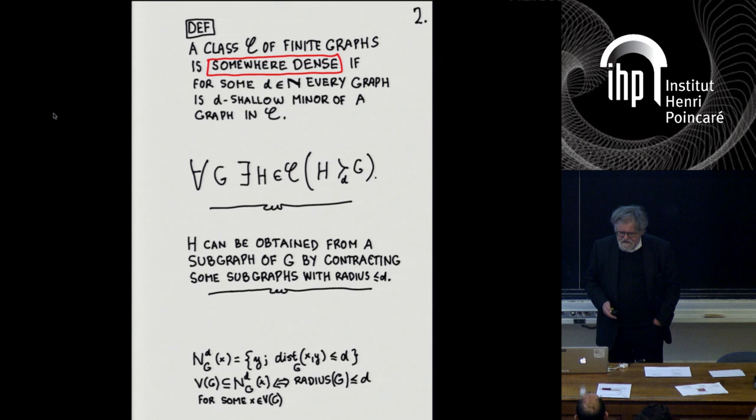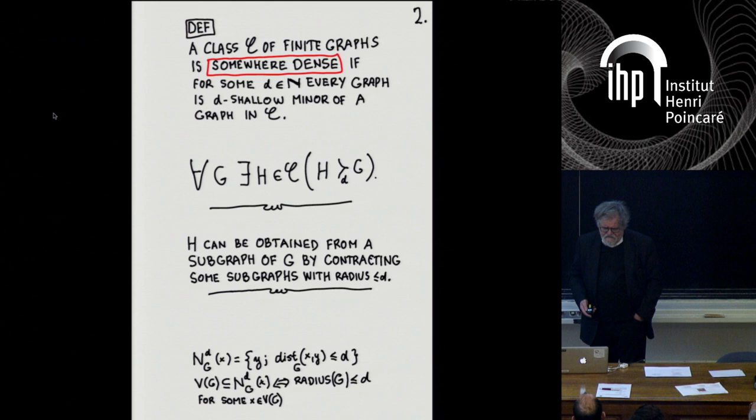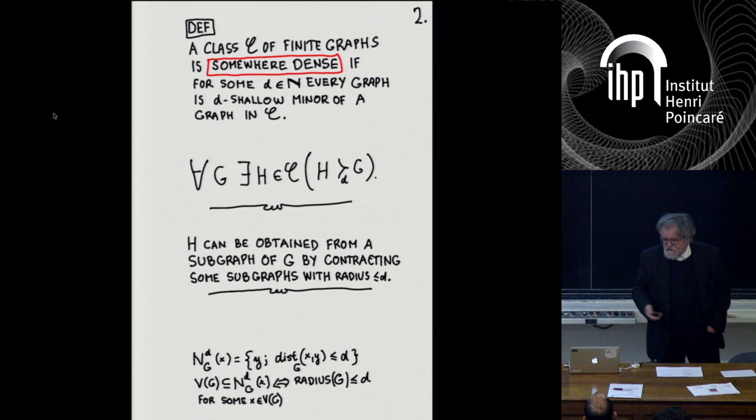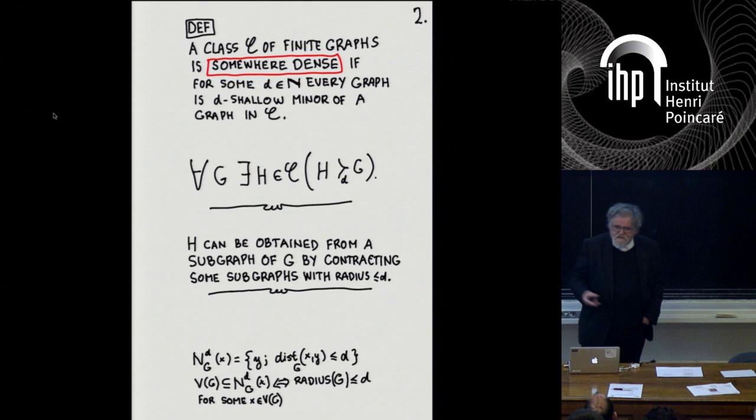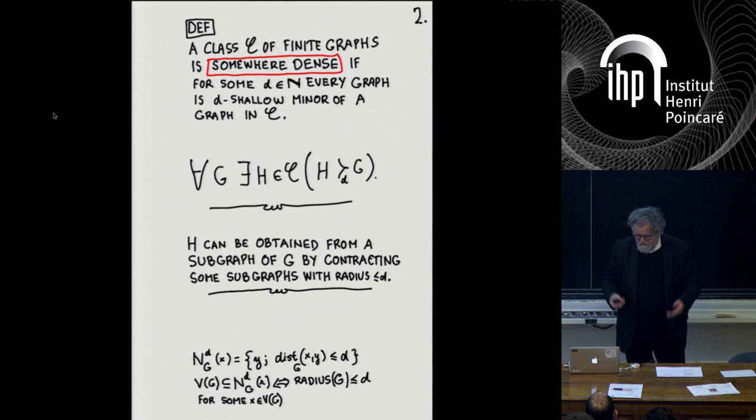The class C of finite graphs is somewhere dense, so it's not nowhere dense, if for some positive integer d, every graph G is a d-shallow minor of a graph in C. So for any G, there exists H in our class so that G can be a shallow minor of the graph H. Now, what is a shallow minor? The shallow minor is basically that you are allowed to contract small pieces. A small piece means that it has a small radius. The shallow minor means that the pieces which you are contracting are all contained in balls of radius bounded by d. So it's formulated there.